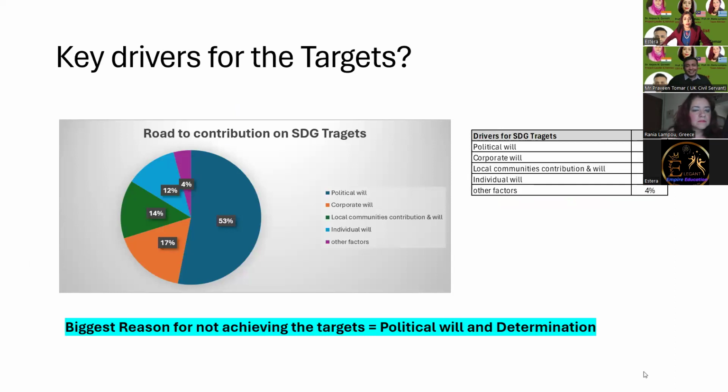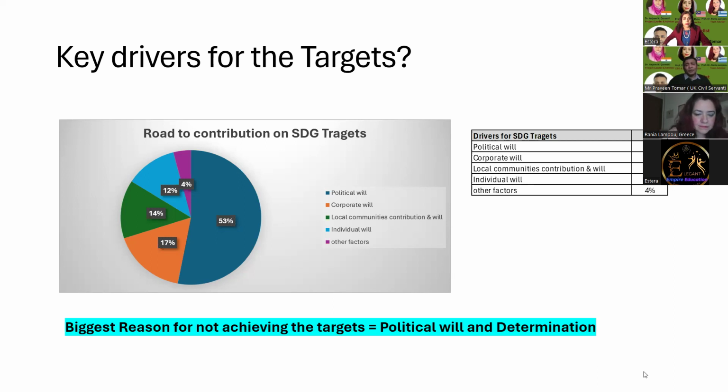And this is a very interesting insight which I managed to get through some university research, as I mentioned earlier. So what are the key driving factors for successful implementation of all the SDG targets on planet Earth? 53% is contributed by the political will, 17% by the corporate will, 14% by the local communities and their will, and 12% is individual behavior, like how we are consuming energy on a day-to-day basis at home or offices or restaurants. And there are other unknown, uncontrollable factors which we cannot control.